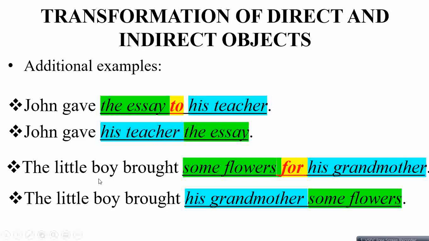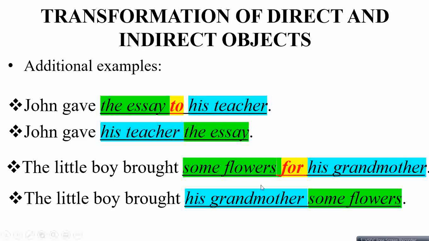Second example: the little boy brought some flowers for his grandmother. Now, some flowers are the direct object, and since we know it can be a thing or a person, this is followed by a preposition and then the indirect object comes, which has to be someone who is animate, someone who is living and for whom the action is performed. The purpose of saying this again and again is that you get clarity and memorize it.